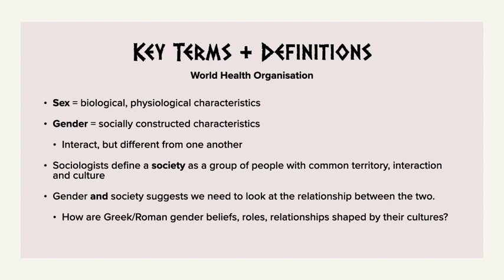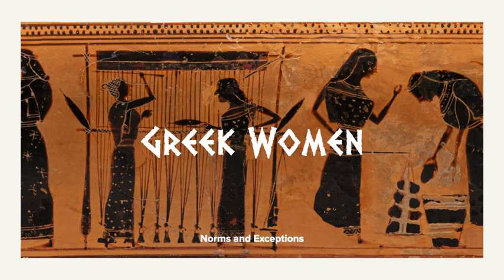So now that we've got that underway and we've got that sort of basic understanding, we're going to move on to have a very basic, simple overview of what the norms and expectations are on women in Greek society, as well as having a quick look at some exceptions to those rules.